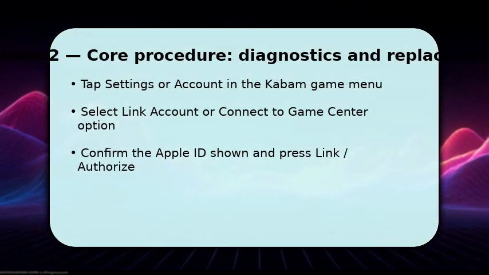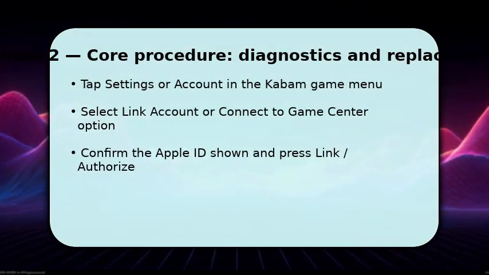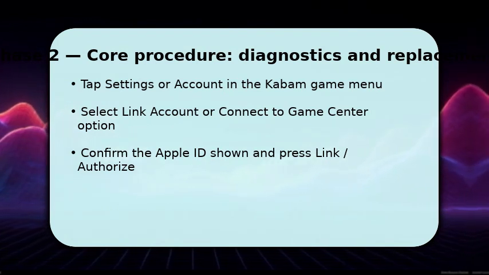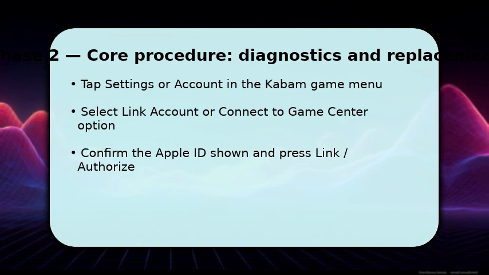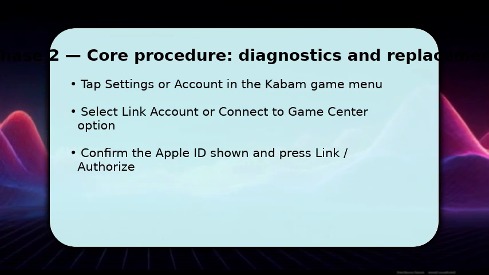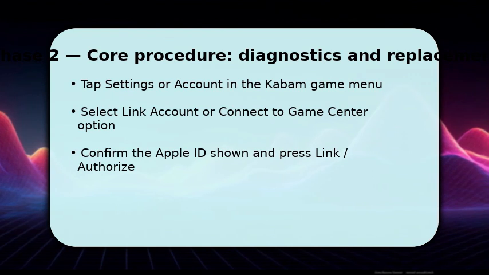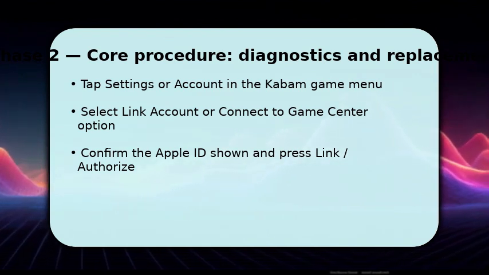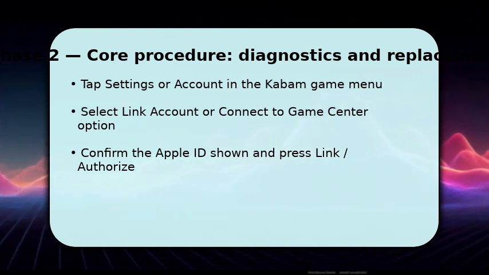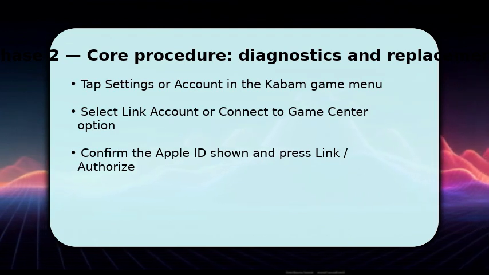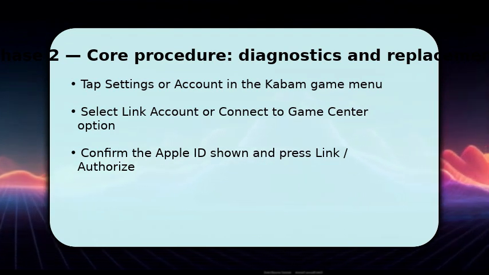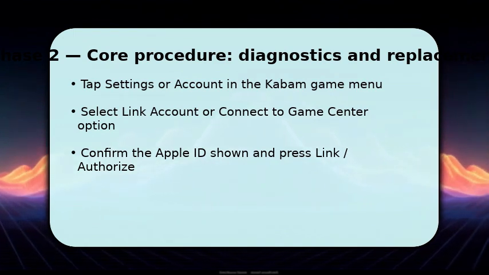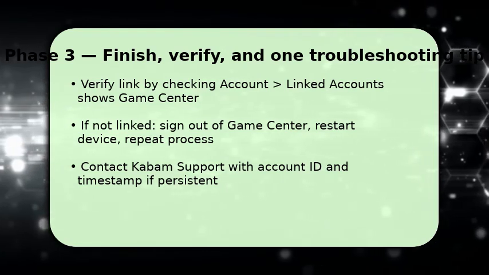You will now do the in-game linking steps. Open Settings or Account inside Kabam, find the Link Account or Connect to Game Center option and tap it. The game should present the Apple ID currently signed into Game Center. Verify it is the correct one, because linking is account-specific. Then choose Link or Authorize. The app uses Game Center tokens to bind your Kabam profile to that Apple ID. Wait for the confirmation prompt and accept. This completes the authorization.